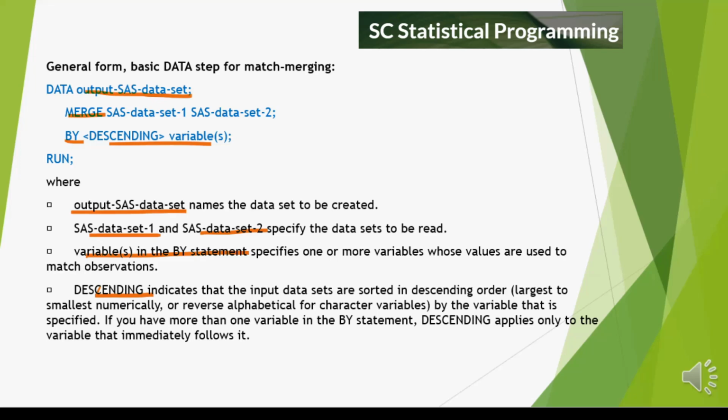If we have more than one variable in the BY statement, DESCENDING applies only to the variable that immediately follows it. Also, please note each input data set in the merge statement must be sorted in order of the values of the BY variables, or it must have an appropriate index. Each BY variable must have the same type in all data sets to be merged. And we cannot use the DESCENDING option with the indexed data set because indexes are always stored in ascending order.